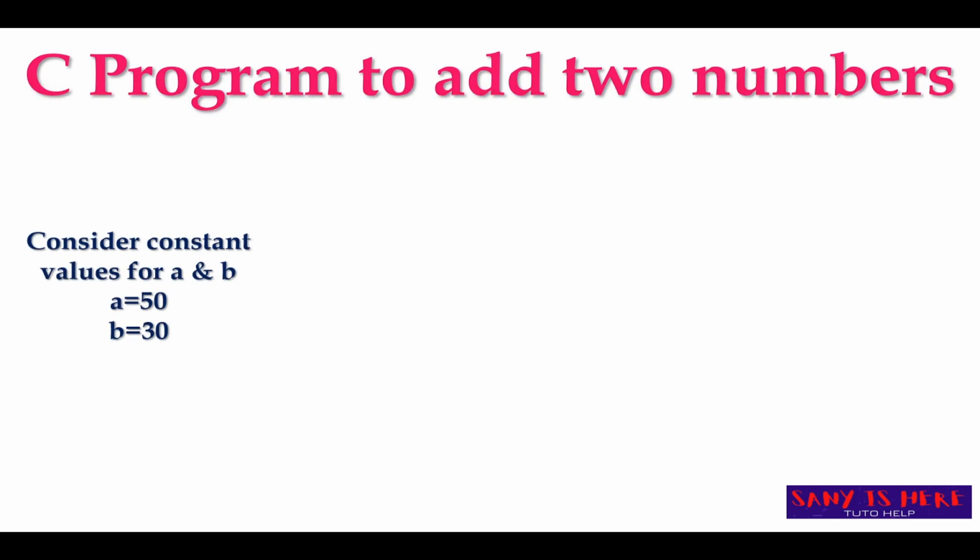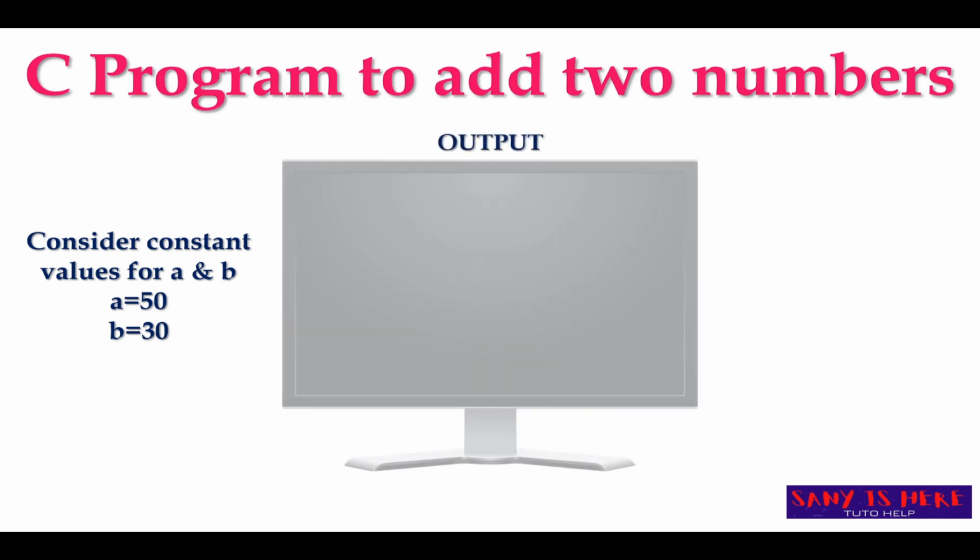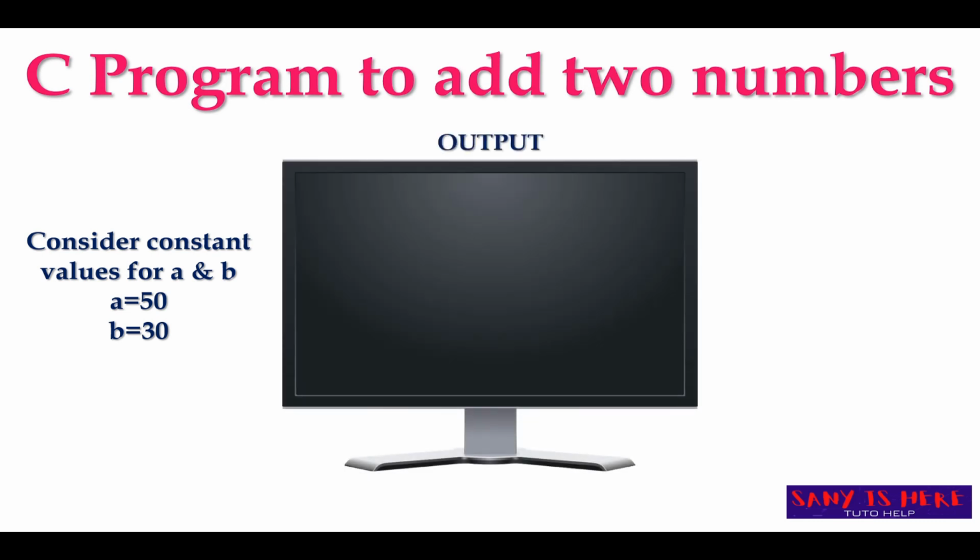Let us consider, you can see I am not using the keyboard to enter the data. Directly I am using the constant values for A and B. A is equal to 50, B is equal to 30. And what will be the output that will be displayed on the screen? That is, addition is equal to 80.